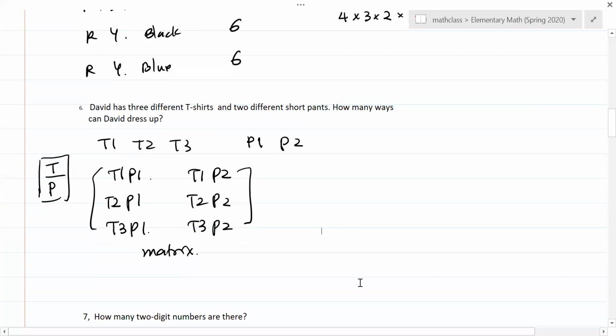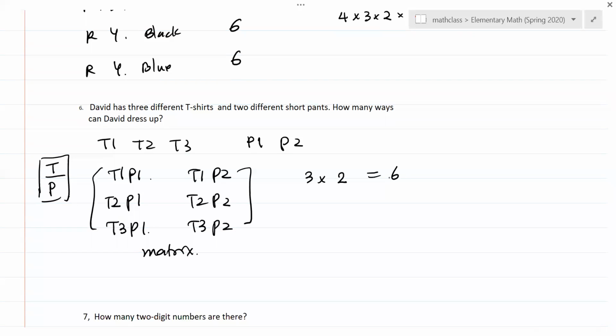It depends, right? If you count, each row has two elements, and you have 3 columns, 3 times 2, total is 6. Just like finding the area, right? So 3 rows, 2 columns, so 3 times 2. Okay.